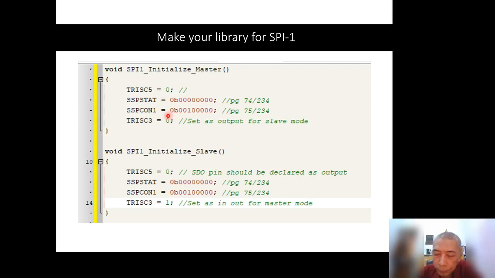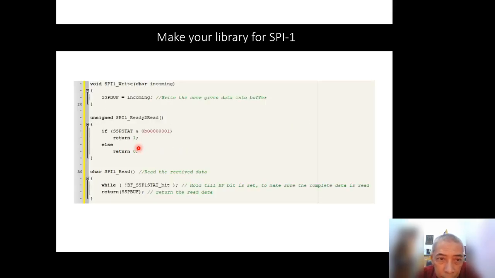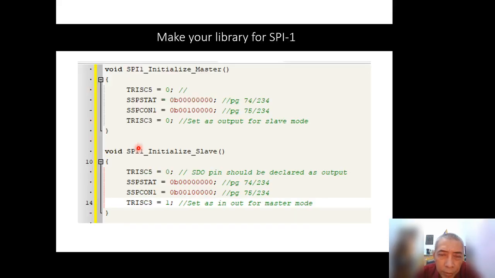Okay, so if you want to make your own library for SPI, for example for SPI channel 1, I give you some functions: initialize master, initialize slave, write, and read the data. So this one is to initialize the master. The TRIS is 0 because the SPI is on PORTC. SSPSTAT, you can read it in the data sheet itself. SSPCON1 is according to this. TRIS is 0, set as output for slave mode.